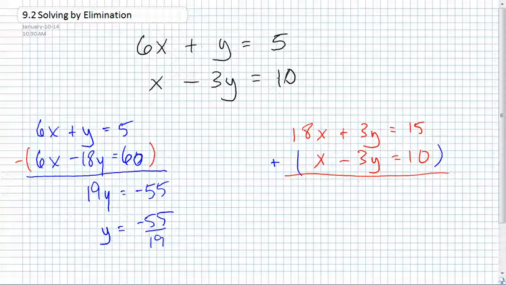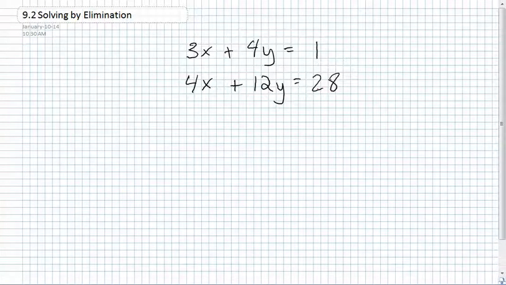So 18x plus x is 19x, and then 3y plus negative 3y is 0. 15 plus 10 is 25, so x equals 25 over 19. All right? And you could have solved it either way and then either substituted to solve for the other variable, or just solved it both ways like I've shown here, and that'll get you both answers. They really don't take a lot of work to do it this way. Elimination is a very fast and very efficient way of solving these questions without doing a whole lot of fraction work. So this is a good thing.